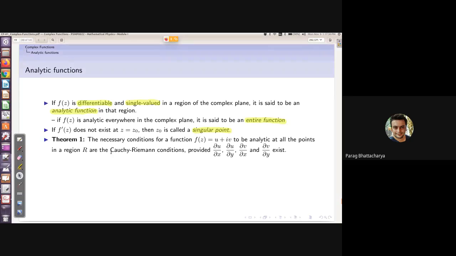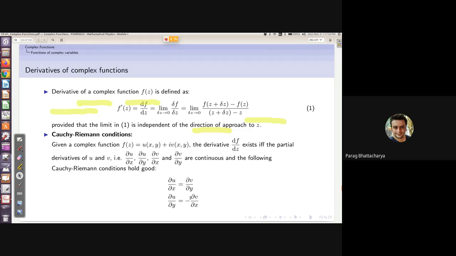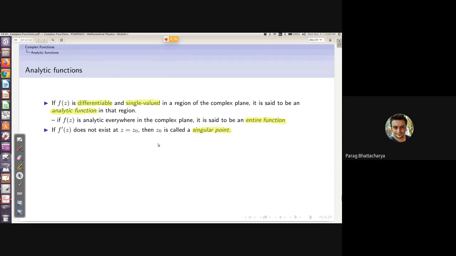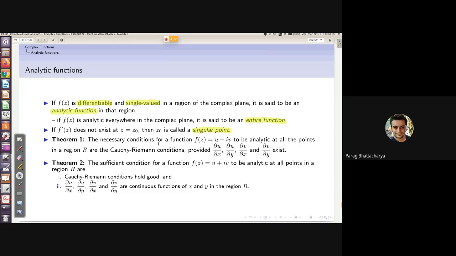Then we have the first important theorem. The theorem is that necessary conditions for a function to be analytic at all points in a region R are that the Cauchy-Riemann conditions hold good. That means if you want to know whether a function is analytic or not, you just need to check whether the Cauchy-Riemann conditions, which we saw in the previous slide, hold good. If they hold good, then we know that the function is analytic at all points in a region R.